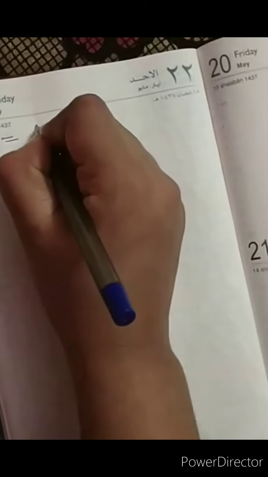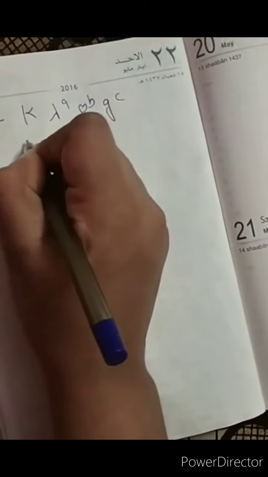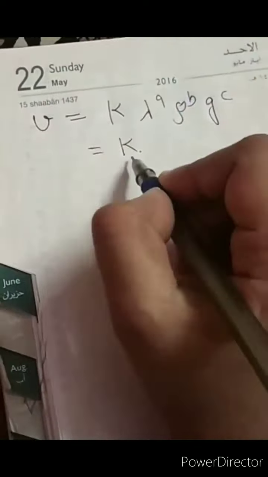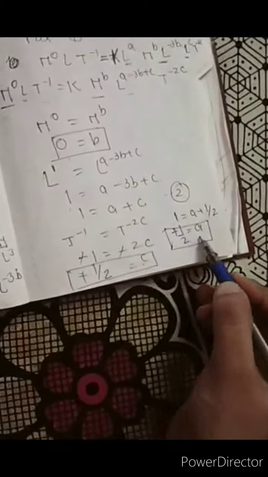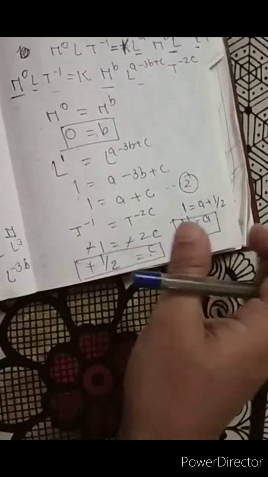Okay, then v is equal to, what was our equation? K lambda to the power a, rho to the power b, and g to the power c. That will give you k. I don't find the proportionality constant because it is dimensionless. So it cannot be found with the help of dimensional analysis. We cannot find k. Okay, so lambda to the power a, what was my a? A is equal to plus half, b is equal to 0, and c is equal to half.